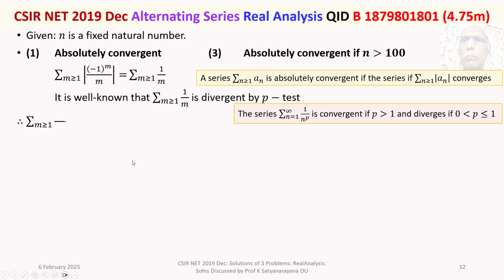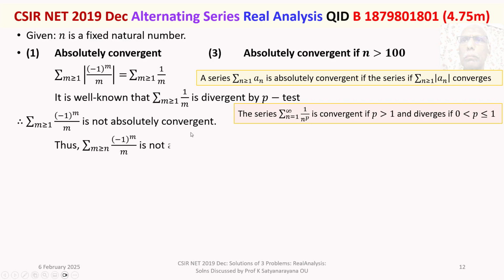Right. So therefore this series sigma m greater than or equal to 1, minus 1 to the power of m by m, is not absolutely convergent. Therefore, by deleting the first n minus 1 terms also, it is not absolutely convergent. So thus sigma m greater than or equal to n, minus 1 to the power of m by m, is also not absolutely convergent. Thus option 1 is not true.